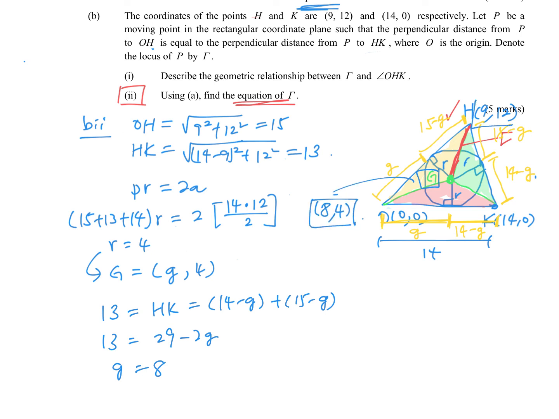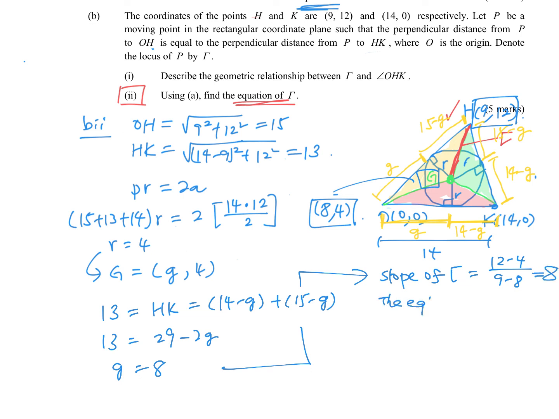So we have 8, 4, and then we have 9, 12. So then we try to find the slope of gamma. So that would be 12 minus 4 over 9 minus 8. And that will be 8. And then the equation of gamma, which is y minus 4 over x minus 8 equals 8. So that's why x, so that will be 8x minus y minus 64 plus 4, so that's why minus 60.